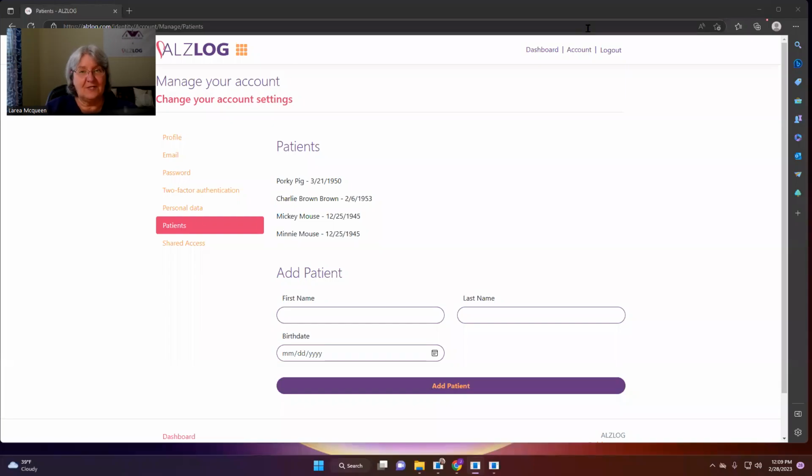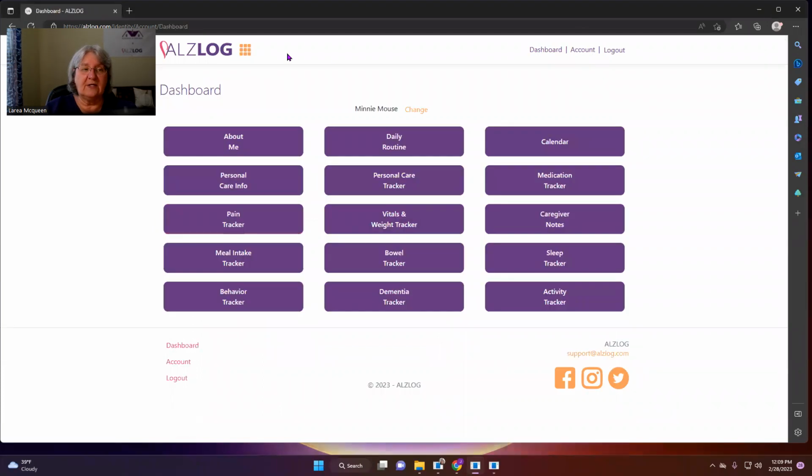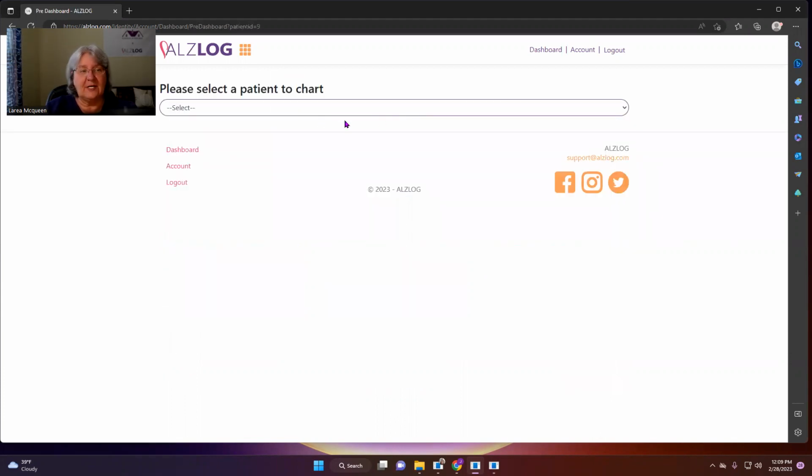Okay, now we're ready to go to the next step. You've got your account information entered, and now it's time to pick a patient. So you're going to click on the dashboard, and you can either click the word here or you can click this here. Either one takes you to the dashboard. Since I've already started with my patient, her name popped up.